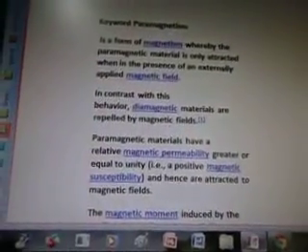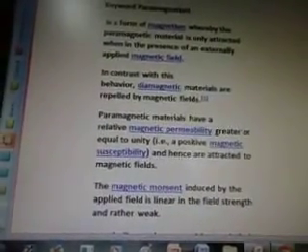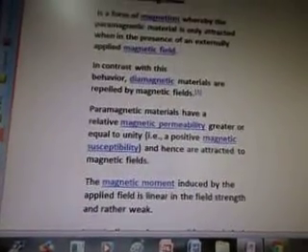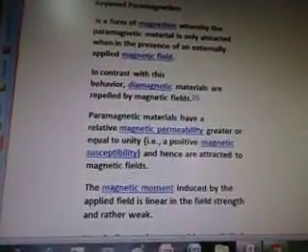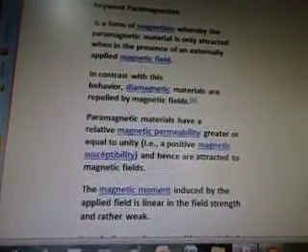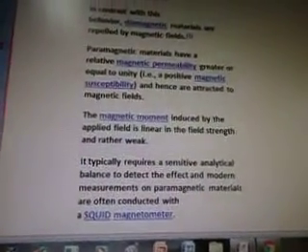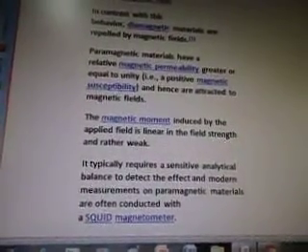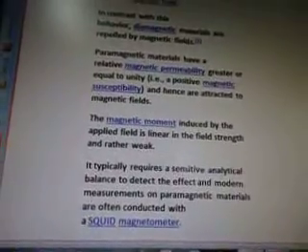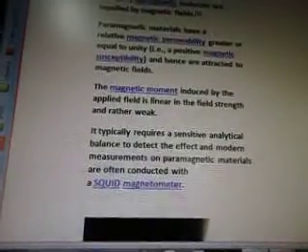So the keyword paramagnetism is a form of magnetism whereby the paramagnetic material is only attracted when in the presence of an externally applied magnetic field. So that would be our Higgs electronic field, right? In contrast with this behavior, diamagnetic materials are repelled by magnetic fields. So there we can use that for antimatter. Paramagnetic materials have a relative magnetic permeability greater or equal to unity, positive magnetic susceptibility, and hence are attracted to magnetic fields. So that would create our magnetic field if we wanted to use that in the space elevator equation.